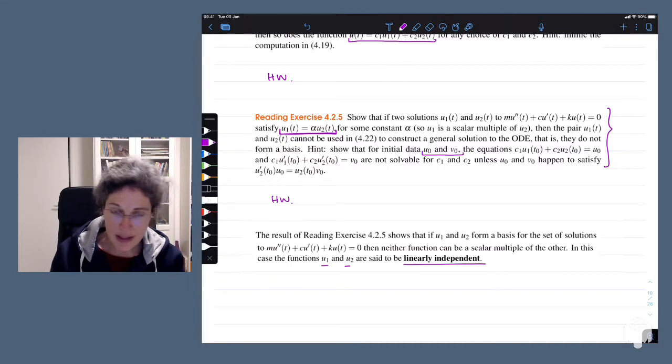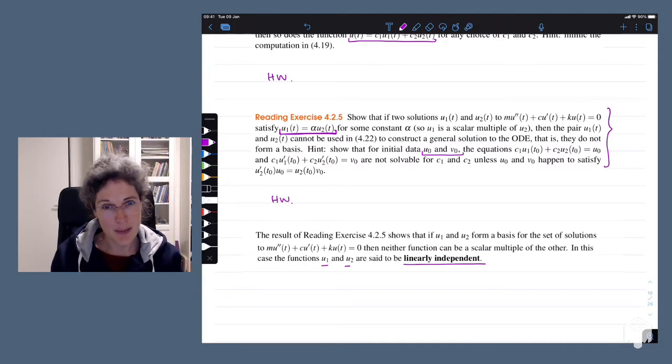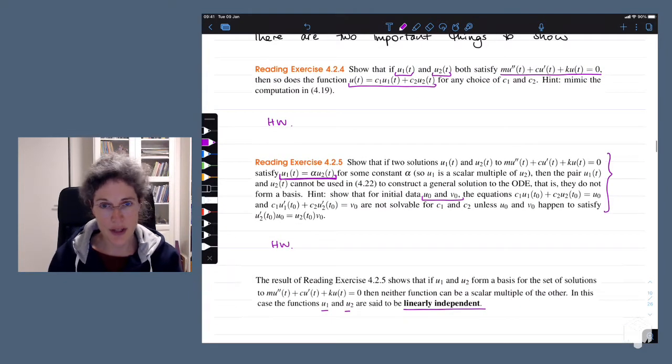If they're not linearly independent, then they're linearly dependent. So linearly dependent means one is a multiple of the other, and if you use them together, they don't give you a general solution. Okay, so that's a little bit of homework. These are not tricky, but that's just to give you practice thinking through these things.